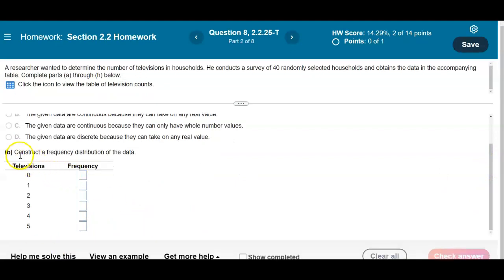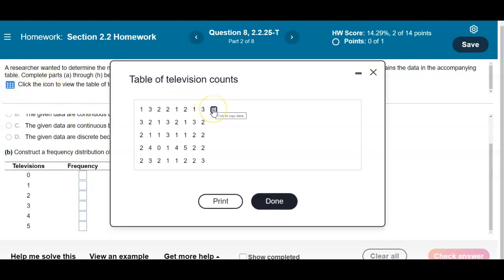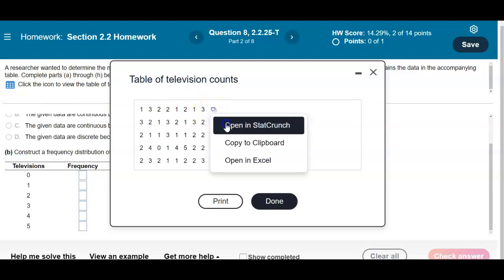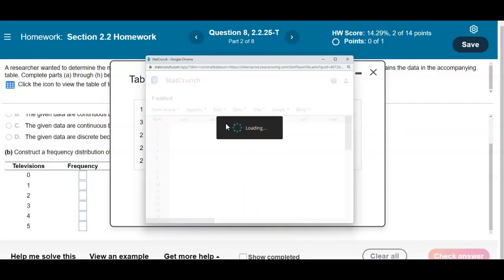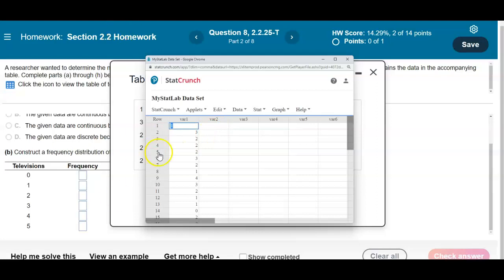The next question is asking us to construct a frequency distribution of the data. Since this has a T next to the question, that means we want to use technology. So what we're going to have to do is open this up into StatCrunch. Over here, we're going to click on the icon, and then in the top right, click on that and open the data up into StatCrunch. And what we want to do is generate a frequency distribution.